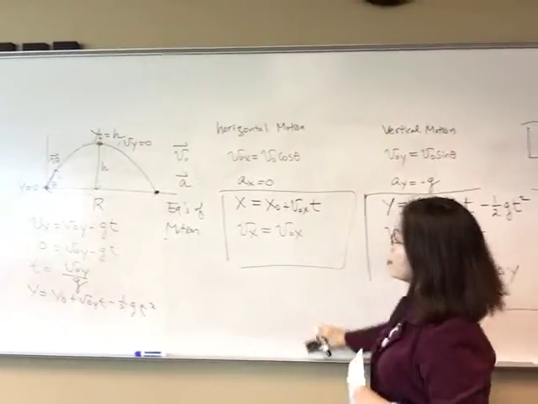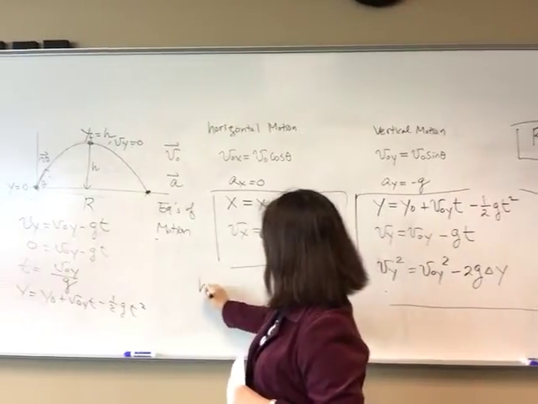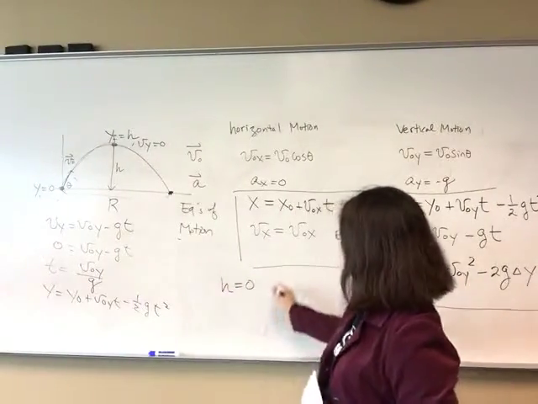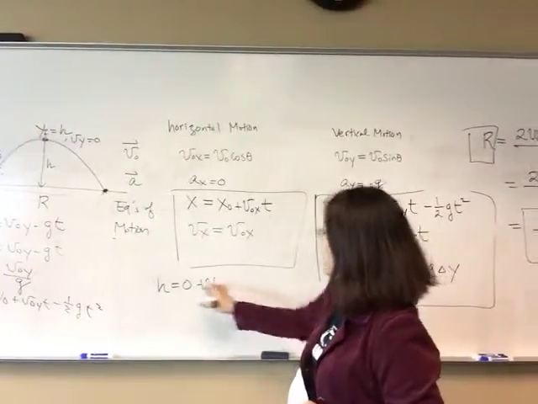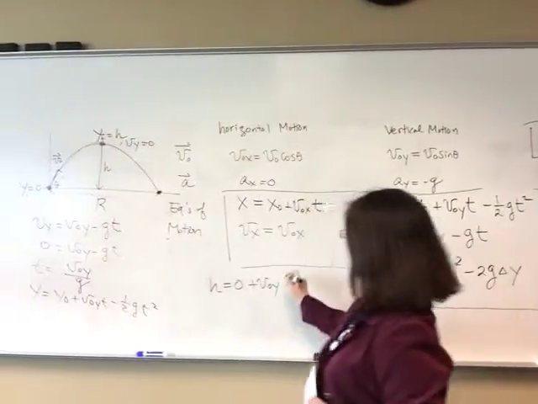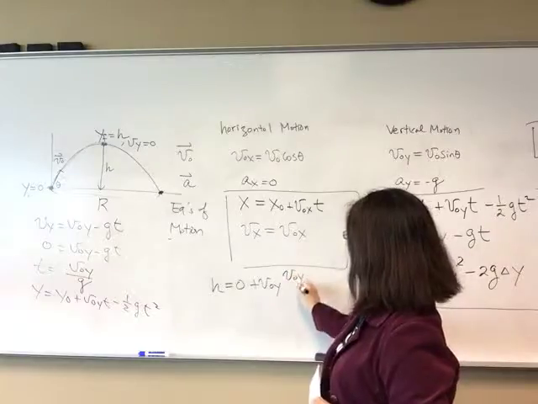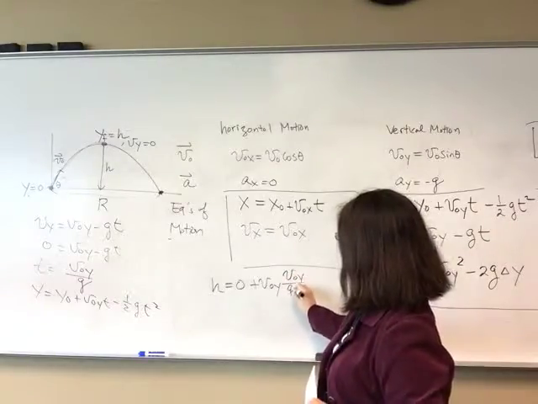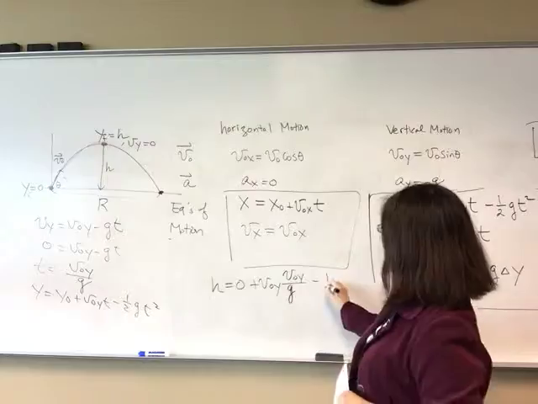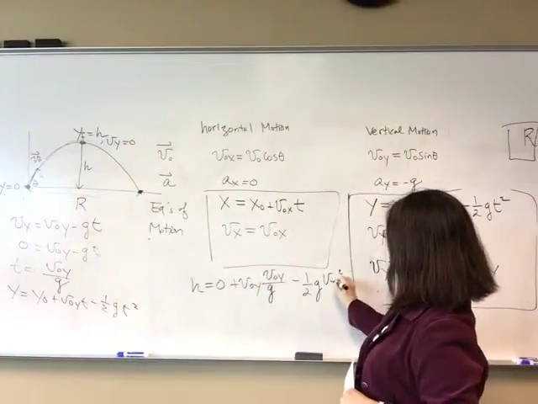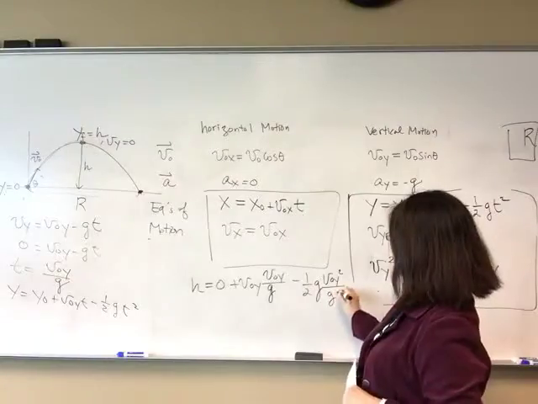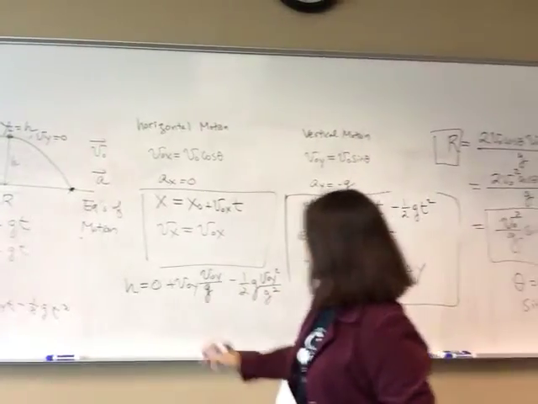And so what we have here is that the final position h is equal to the initial position, plus the initial velocity in the vertical direction times time, and your time here is this. So we're just going to plug it in, and then minus 1/2 g, and then you square it. So you have V naught y squared over g squared.